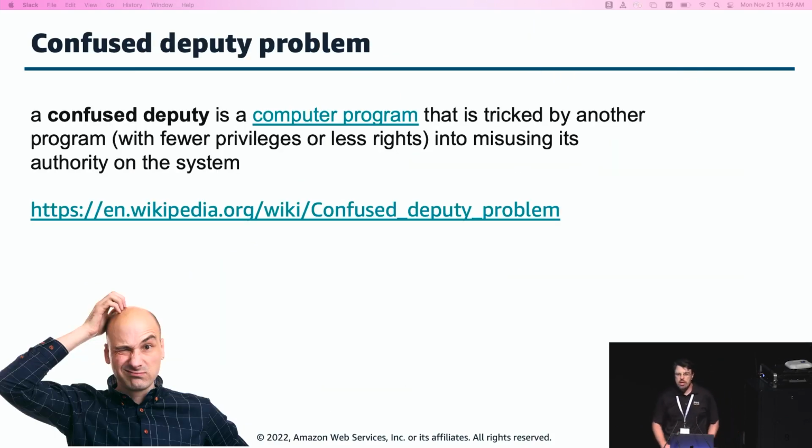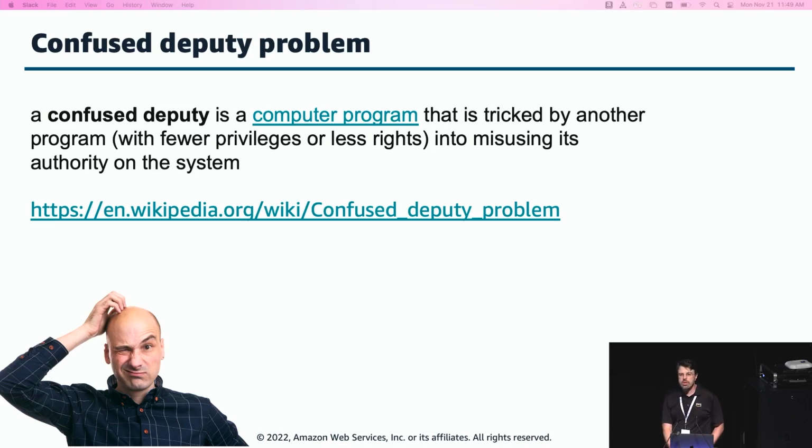To explain how we will try to obtain this information, I will need to go through a specific problem which is called the confused deputy problem. A confused deputy is actually a computer program, and we use some method to confuse this program to give us more privilege than we are entitled to.